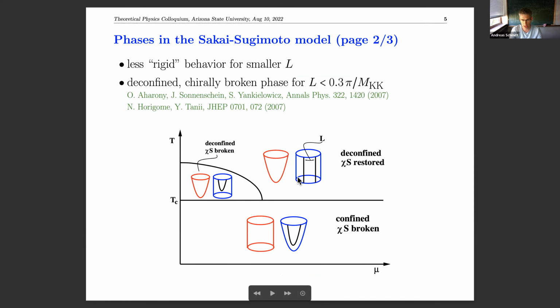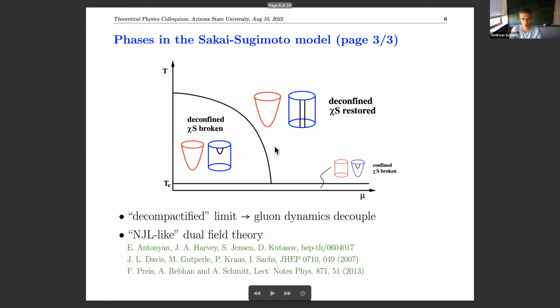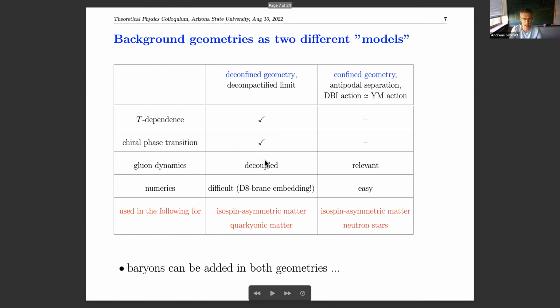The other option I have is I look at this scenario where the calculation is more difficult. What I gain is I get this dynamical chiral phase transition and a non-trivial temperature dependence. So we'll switch a bit back and forth. You don't really have to keep track of that. I'm just telling you here, the main results for the neutron stars I'm doing in this simple setup, confined geometry, antipodal separation, the simplest thing I can do because the numerics become relatively easy.